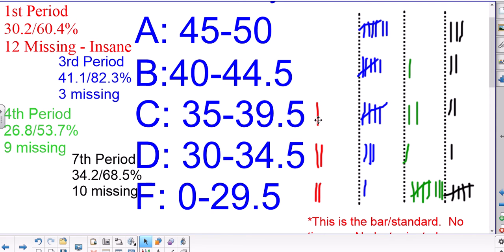So first period, 1 C, 2 Ds, 2 Fs, 12 missing. Fourth period, 1 B, 2 Cs, 1 D, 8 Fs, 9 missing. Seventh period, 10 missing, 3 As, 2 Bs, 2 Cs, 1 D, 5 Fs. So not good enough, and it was very clear.